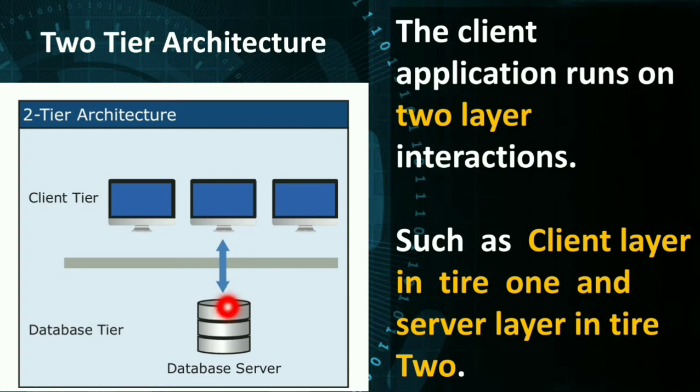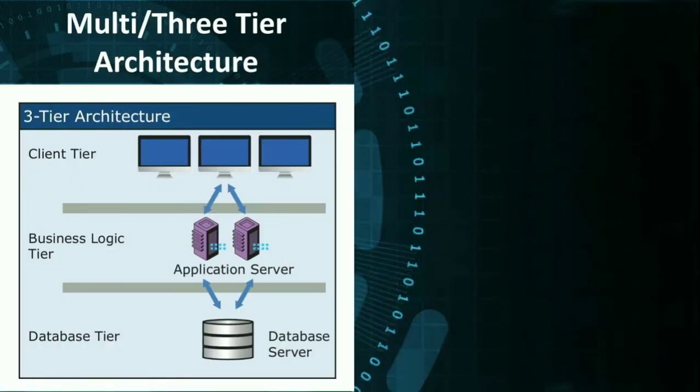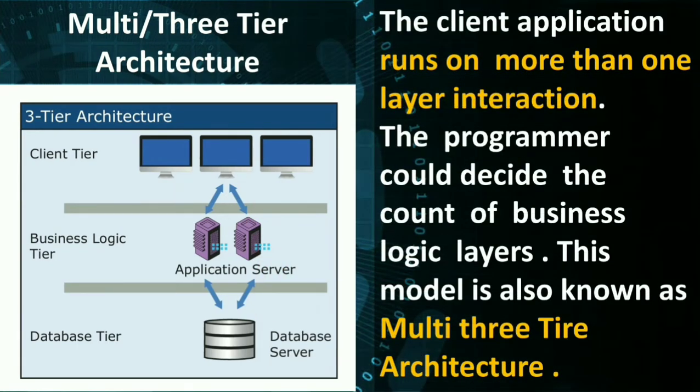Next one is three-tier architecture or multi-tier architecture. This architecture is used for the server accessed by the client through more than one layer interaction. In this multi-tier architecture, the programmer can decide the count of business logic layers, that is the layers between the client and the server. Here we have three layers: one is the client layer, then the business logic layer, then the server layer or database layer. That is why it is called three-tier architecture.